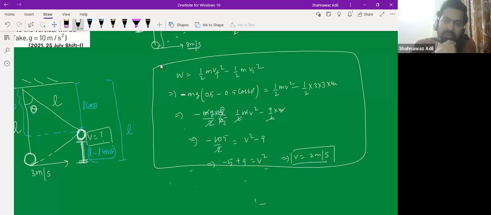Clear, everyone? Yes. Please note it down quickly and correct that part in your notebook, and then we'll move on to the next chapter, which is current and electricity. Done, everyone?